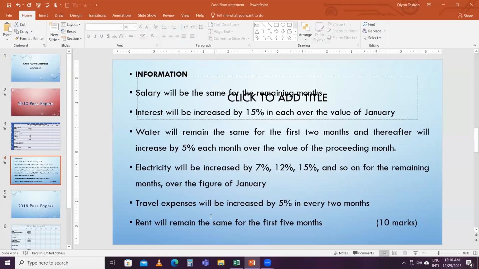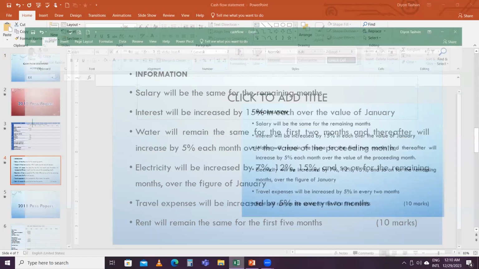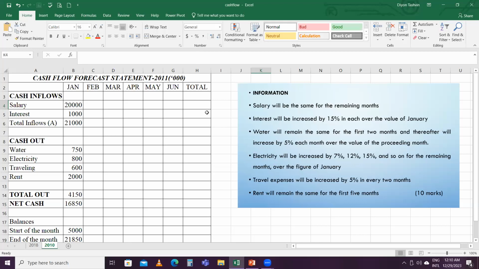First of all, I have to type the table in Excel. After that, we have to go one by one through each additional information to fill up the cash flow forecast for 2011. Now let's start.